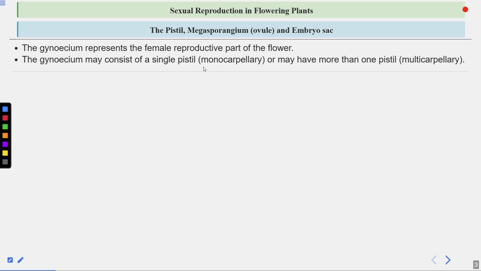The gynoecium may consist of a single pistil, and that is monocarpellary. Single pistil means one carpel is only there, and that is why it is called monocarpellary. But sometimes they can have more than one pistil, and that is why it is called multicarpellary. More carpels are united together and form the gynoecium.